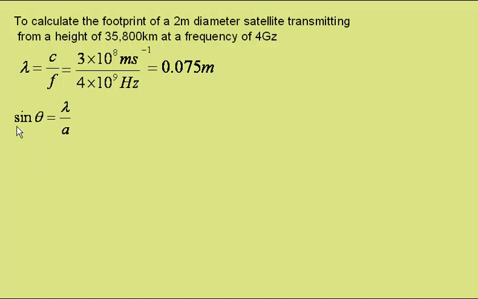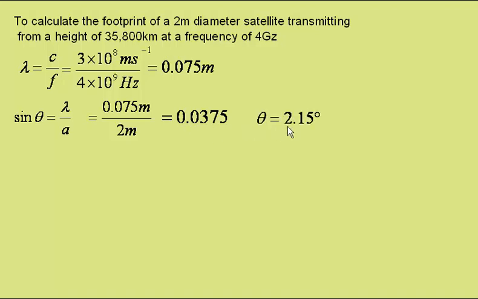Now, using the equation shown earlier that sine theta is equal to wavelength over dish diameter A, putting the numbers in, this is 0.075 meters that we found here over dish diameter 2 meters that is given in the question. This gives sine theta of 0.0375 and therefore theta of 2.15 degrees.